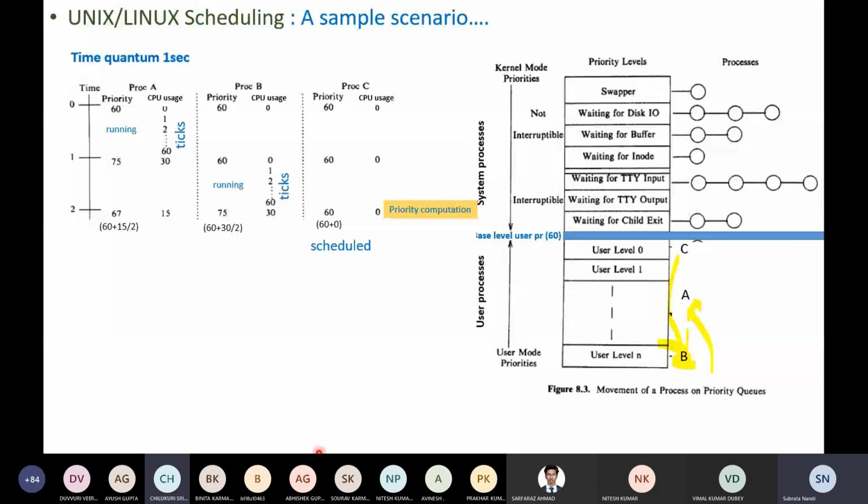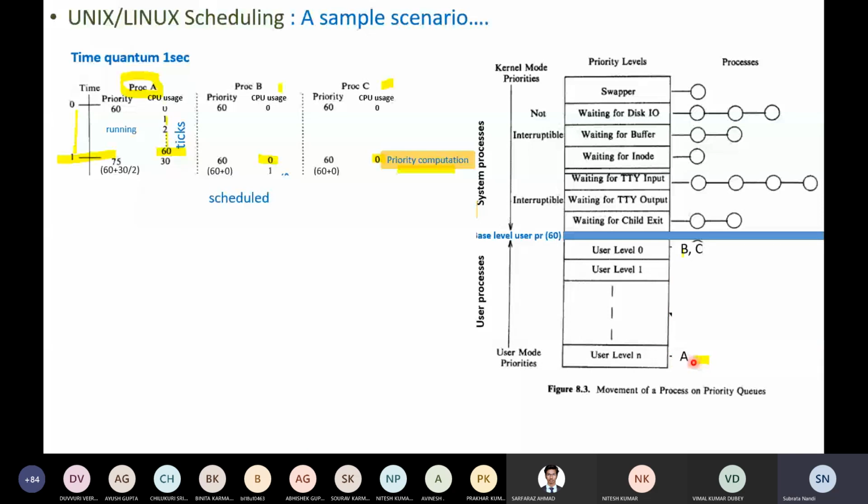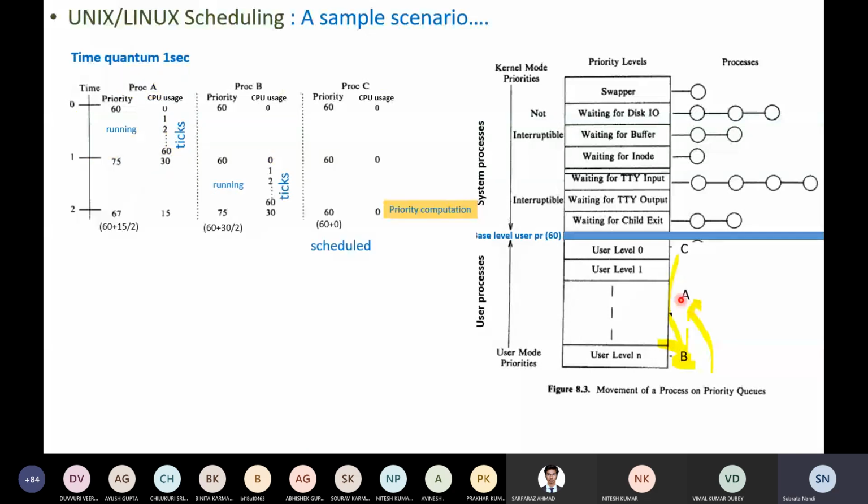Yes, sir. So now what is the impact of this? A, which was earlier 75, got elevated because its value is now 67. 67 is closer to 60, so it got elevated in this level. But B, whose value was earlier 60, after this time quantum, because it has used the CPU, its value will be 75. So it descended down in some level. So what I mean to say is, there are no explicit queues maintained in the system. Rather, the values give us the notion that there are different levels. So the priority values are representing priority levels, user level priorities, right?